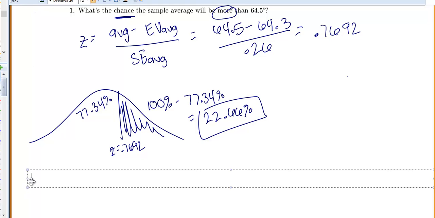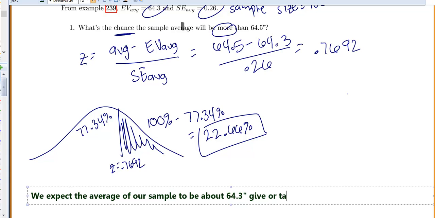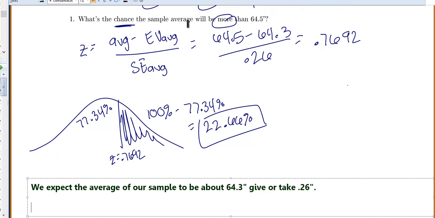And what does this mean for us? So this means that, first of all, if you look back at the expected value and standard error, we expect the average of our sample to be about 64.3 inches, give or take 0.26 inches. Now, of course, due to chance error, it's not going to be exactly that.